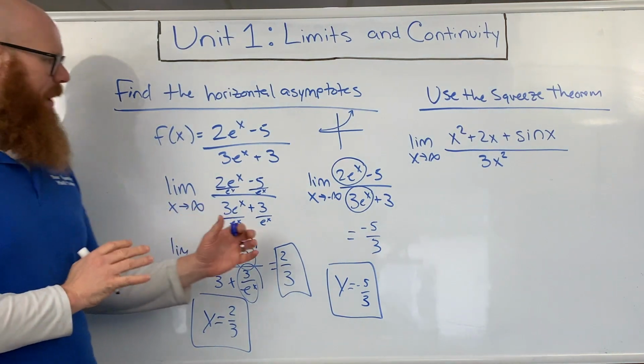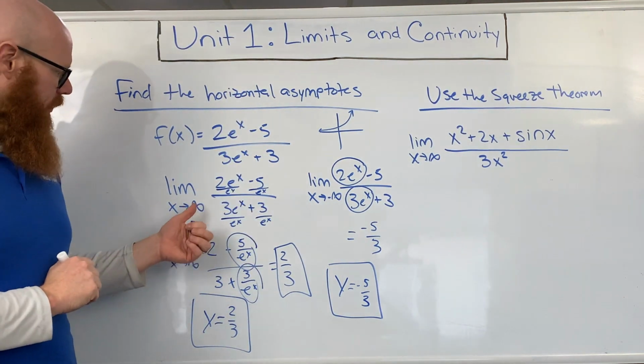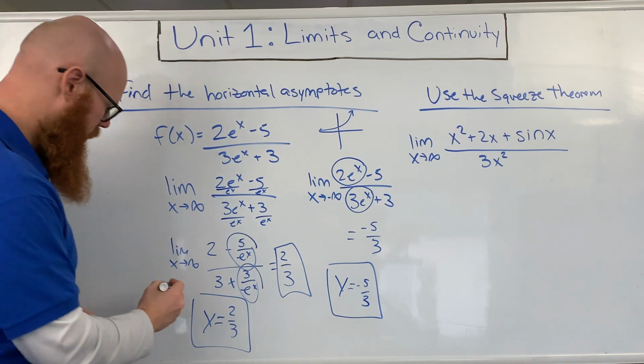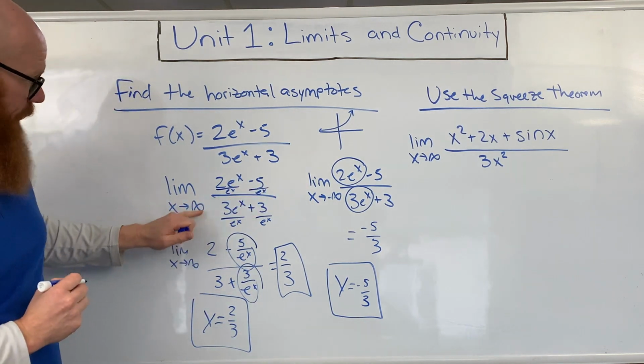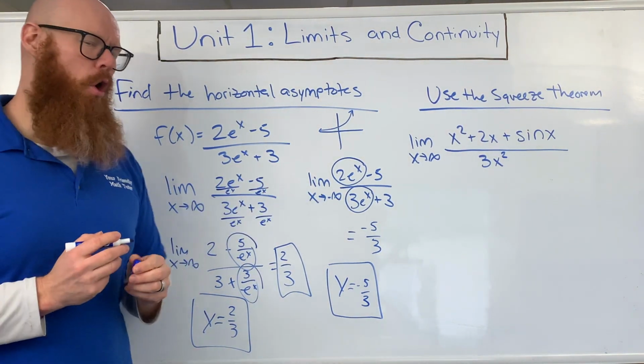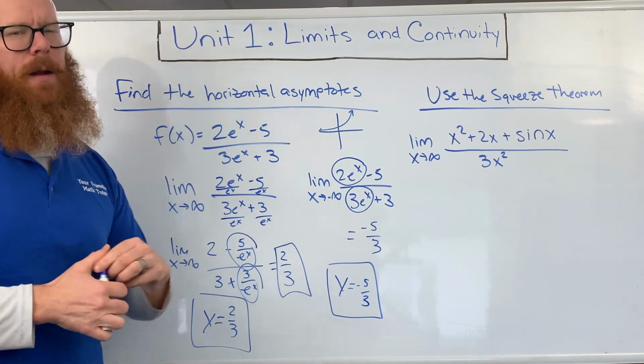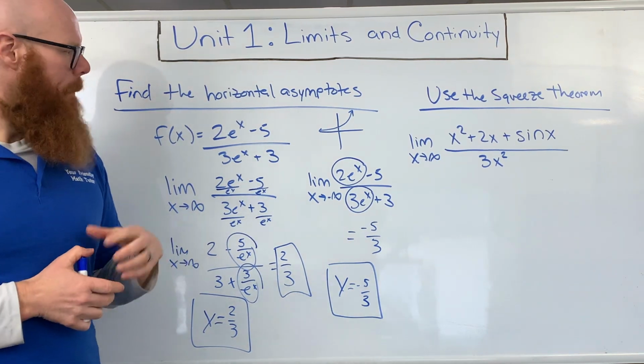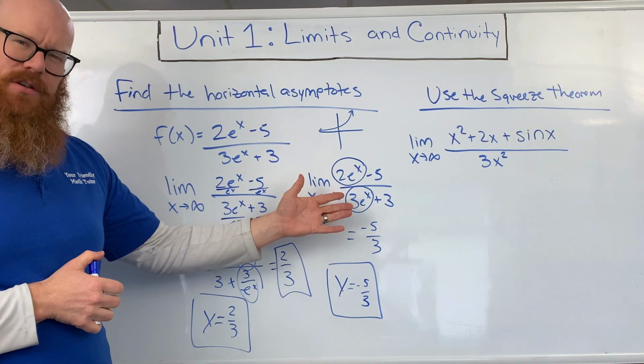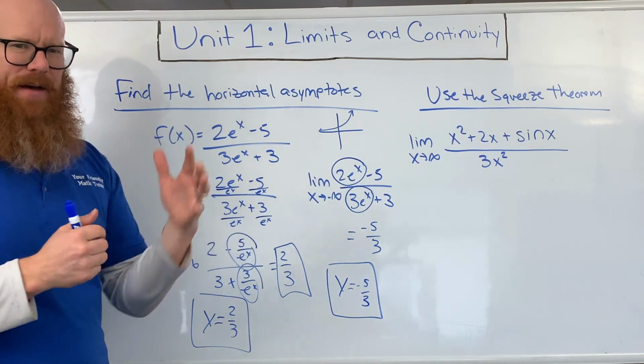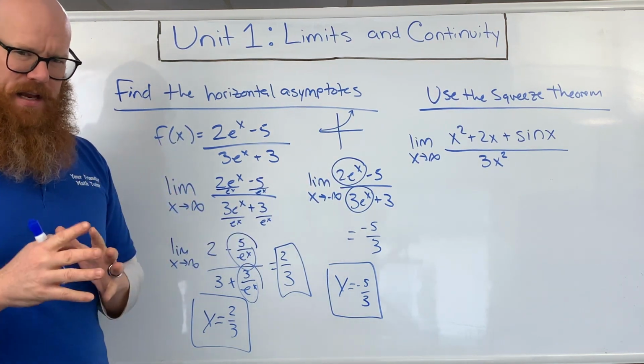So I did this example just to show you that the limit to infinity and negative infinity don't always go to the same value. They will in a basic rational function, but when there's other types of functions, these transcendental functions that we have, some different things can happen.